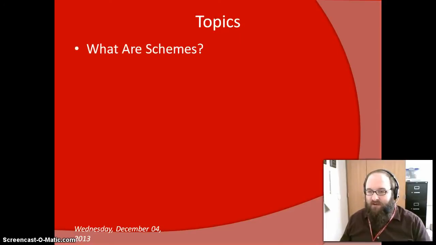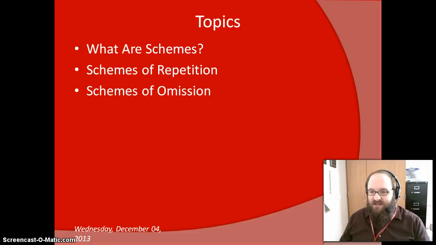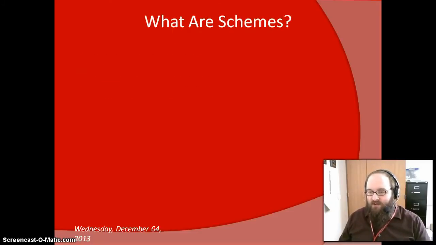We're going to start with just a refresher over what schemes are. Then we're going to look at two different types of schemes today, schemes of repetition and then schemes of omission. First of all, what are schemes?